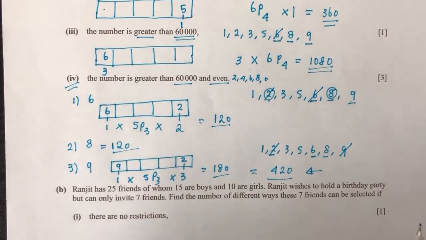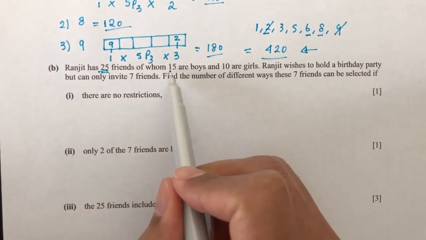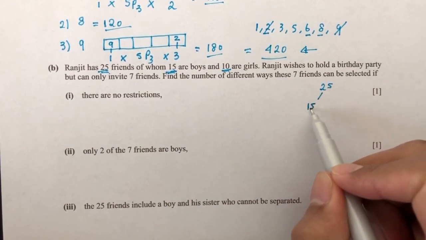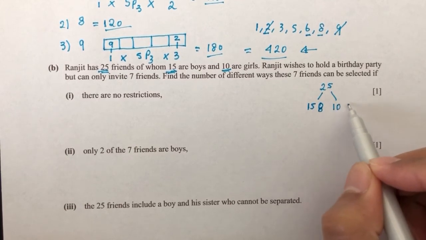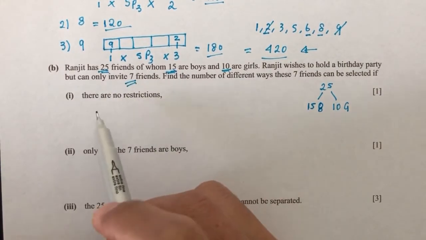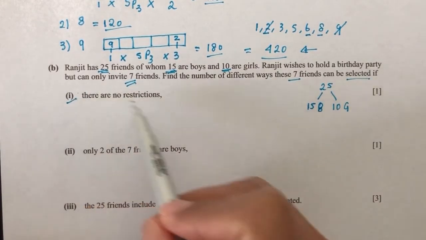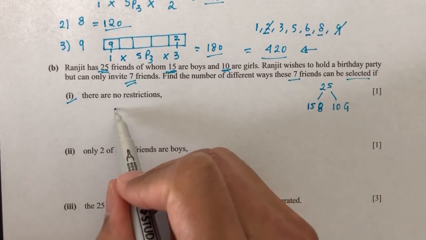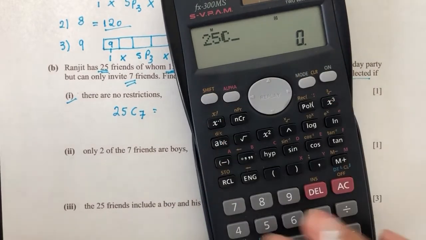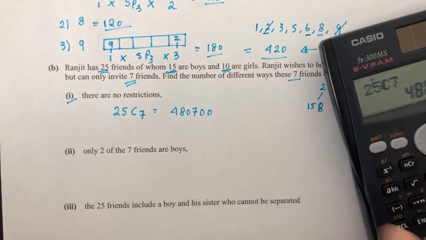For part A. Now moving on to part B, we say Ranjit has 25 friends, of whom 15 are boys and 10 are girls. So we have 25 friends, 15 are boys and 10 are girls. Ranjit wishes to hold a birthday party but can only invite 7 friends. Find the number of different ways these 7 friends can be selected if condition number 1, there's no restriction. Very easy. 25 people, we just have to choose 7. 25C7 will be 480700. That is easy.